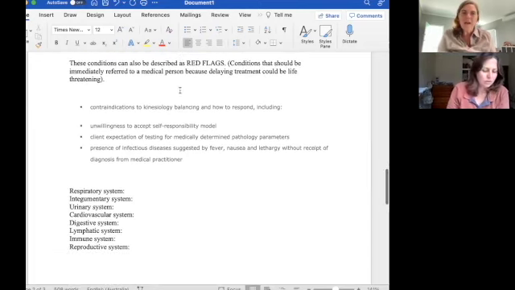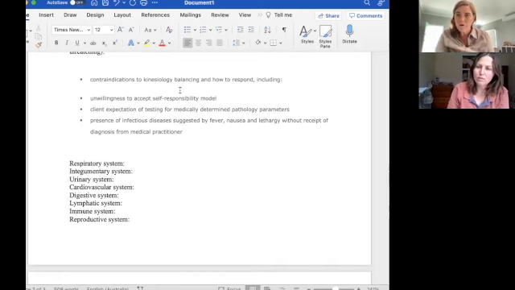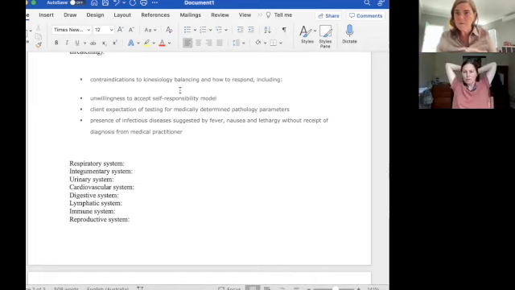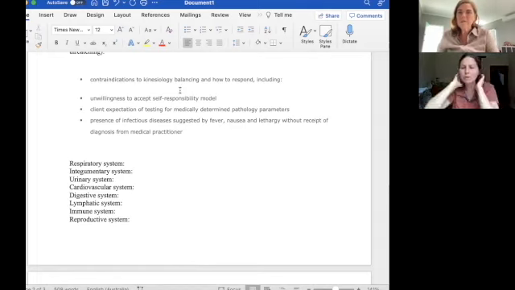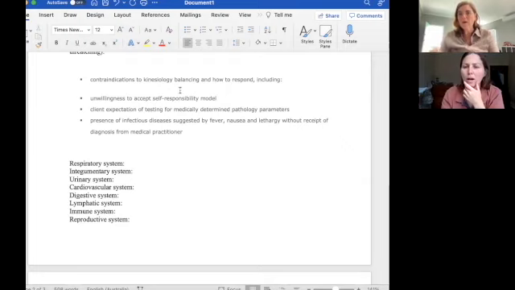And just another aspect of that is if we look at what's written in the unit of competency. So this is what the accredited qualification, what we should be teaching you, is what are the contraindications to balancing. So the first one is an unwillingness to accept the self-responsibility model. So it's, you know, I want you to fix me. Well, we don't do that, but that's not a medical condition. That's just a contraindication.